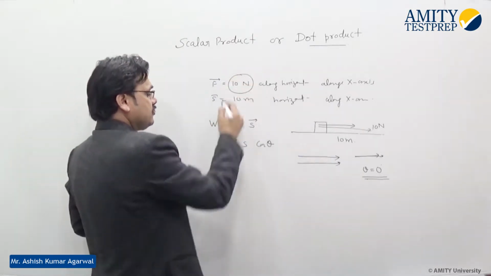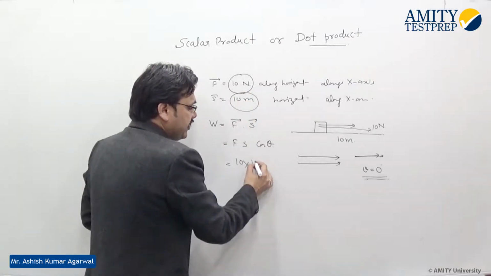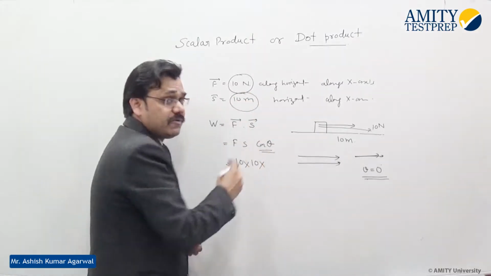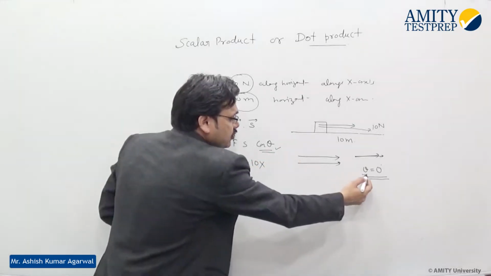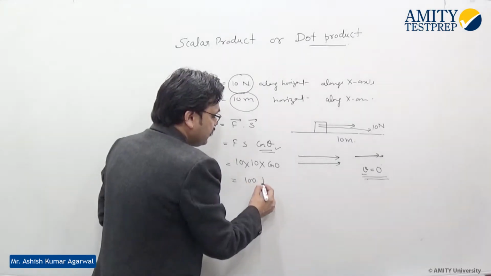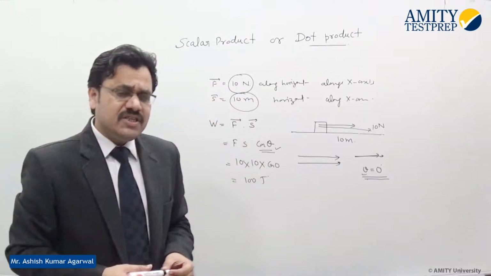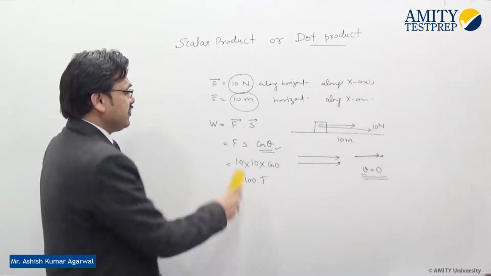Now what should be the magnitude of force? This is 10 Newton, so I have to write 10. Displacement is 10 meter, so I have to write 10. And what is the angle between these two? Definitely the angle between these two will be 0. So cos 0 is 1. So I have to write 100 joule. In this way, two vector quantities will give you a scalar quantity.